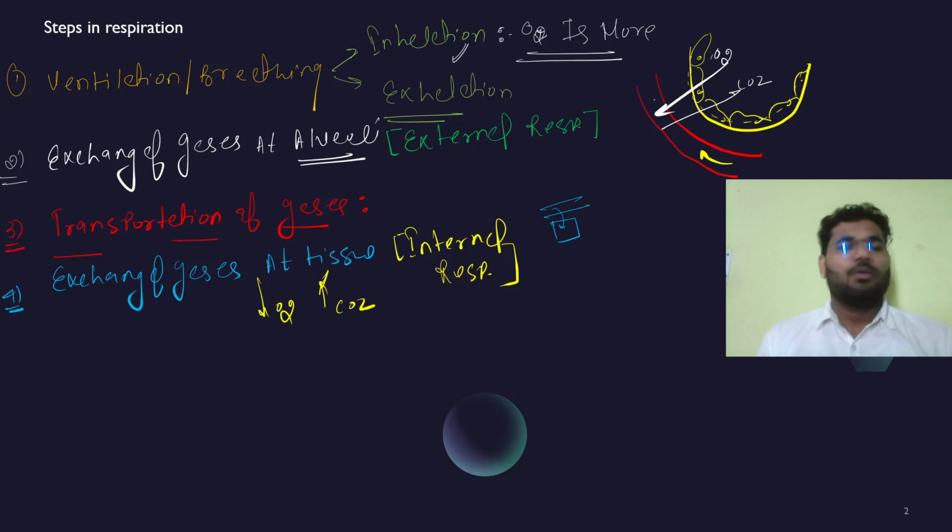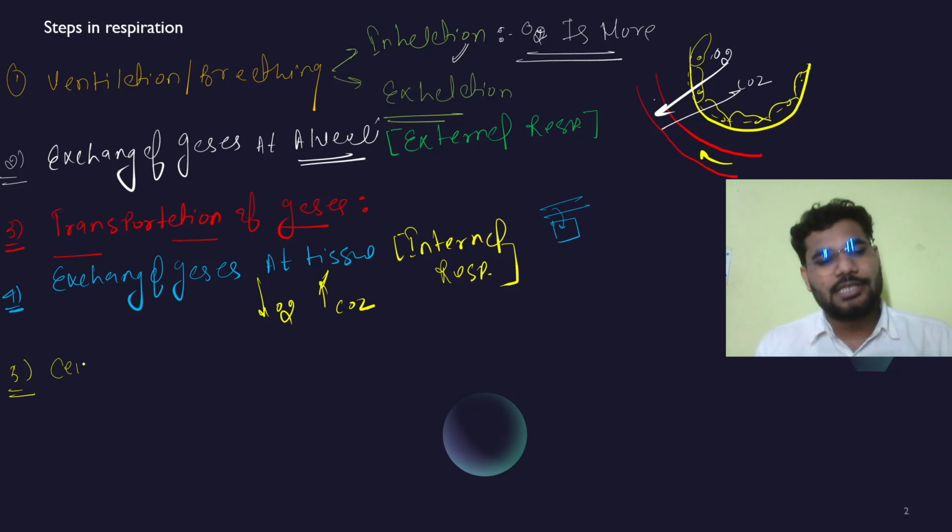Okay. What will the tissue do with that oxygen? Why do we require O2? I'll answer this question in some time, but for now, we need to understand that this oxygen that rushes into the tissue is utilized for cellular respiration.